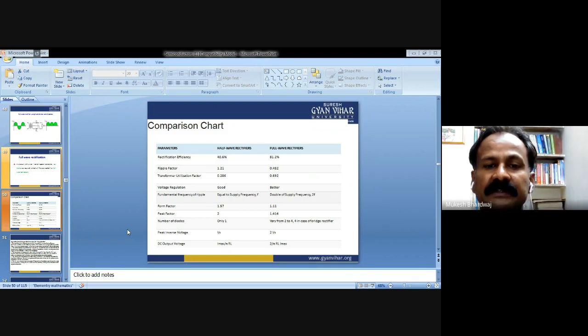The different parameters are the rectification efficiency. As we had seen, the rectification efficiency of half wave rectifier is 40.6%, whereas in full wave rectifier the efficiency is 81.2%. The ripple factor in half wave rectifier is 1.21, whereas in full wave rectifier it has come out to be 0.482. TUF, that is transformer utilization factor, is 0.286, whereas in full wave rectifier it comes out to be 0.692. Voltage regulation is good in half wave rectifier, better in full wave rectifier.